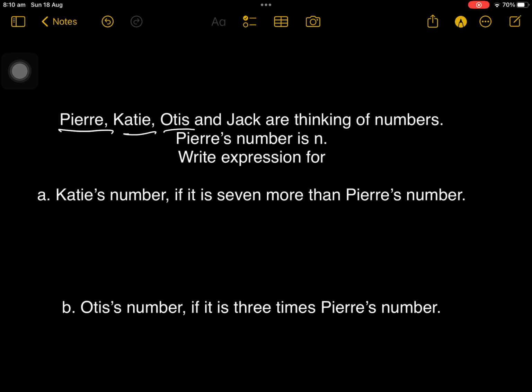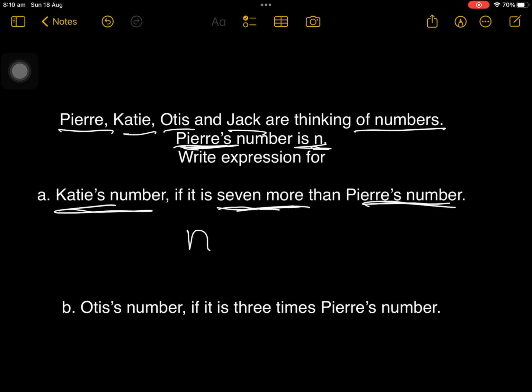Fear, Katie, Otis, and Jack are thinking of numbers. Fear's number is n. Write an expression for Katie's number if it is 7 more than Fear's number. So Fear's number is n, and Katie's number is 7 more than Fear's. So all you have to do is add 7 to Fear's number. So Katie's number is n plus 7.